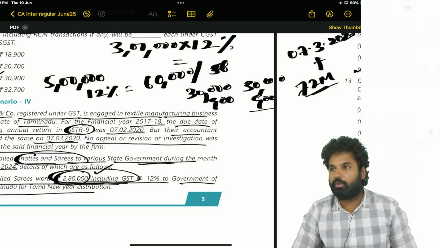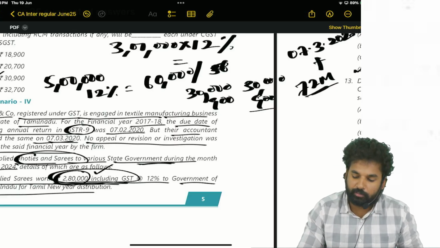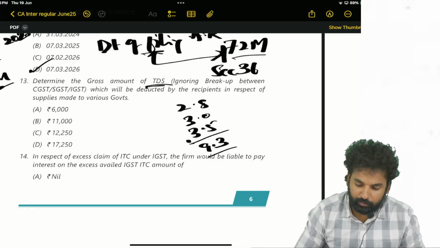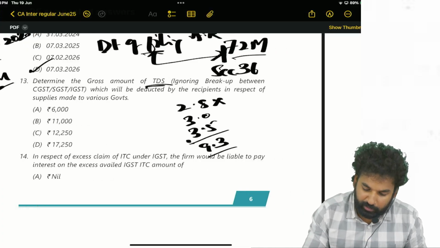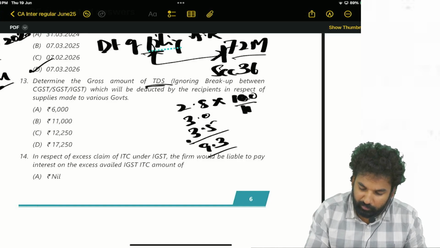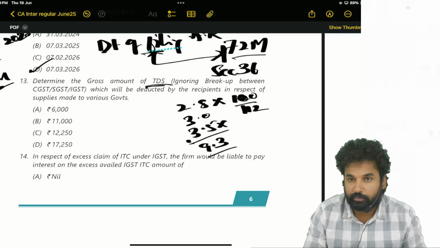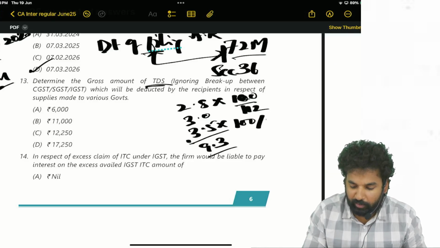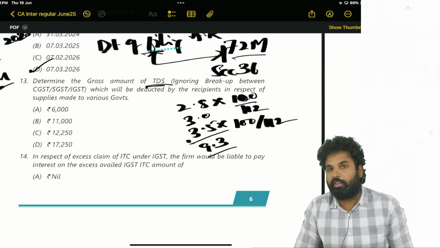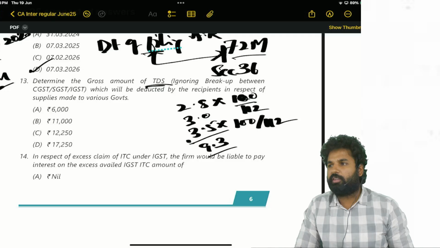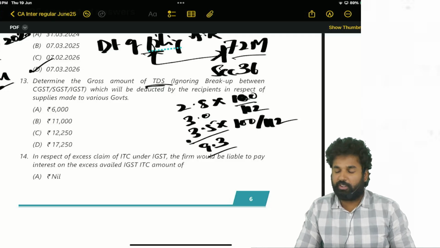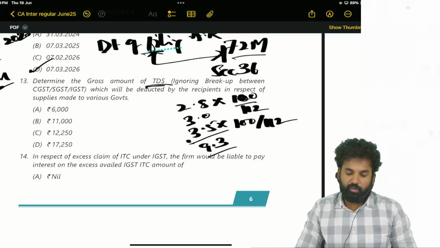So now you have to take out the value. What is the value? 2.8 lakhs into 100 by 112, correct? 3.5 lakhs into 100 by 112. So then you will get the value, correct? Why? It is inclusive of GST, 12% GST is also included. So now you will get the value.